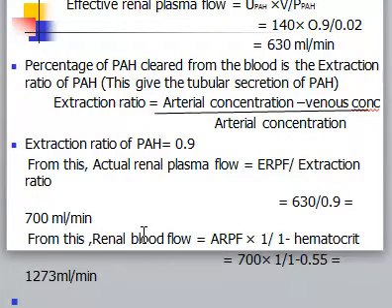So with the help of this calculation, it is easy to identify whether the tubular function is proper or not, and by the blood we are going to check whether the glomerular function is proper or not. This way we are going to check the renal function test.